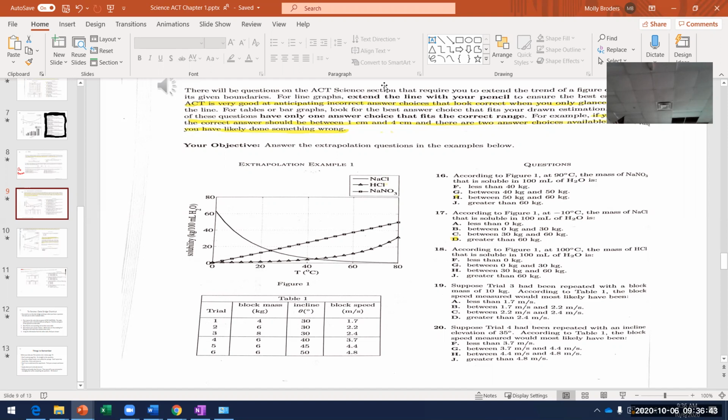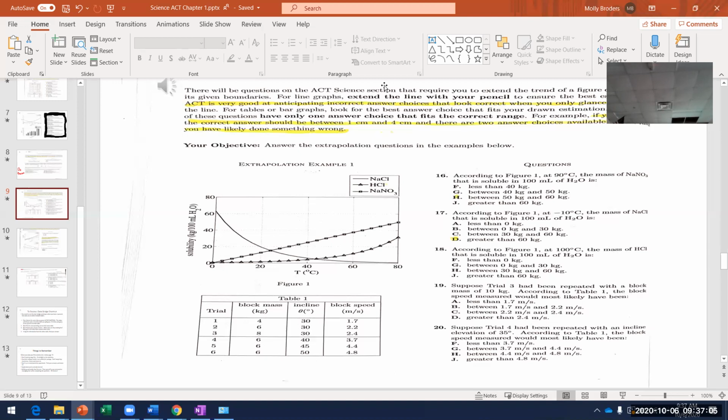So if you think you have the answer and there are 2 answer choices, let's highlight that last sentence. If you think that you've got the answer and there are 2 answer choices there, then you've done something wrong. You need to go back and look at the graph, okay? All right, so for number 16, what did y'all get?